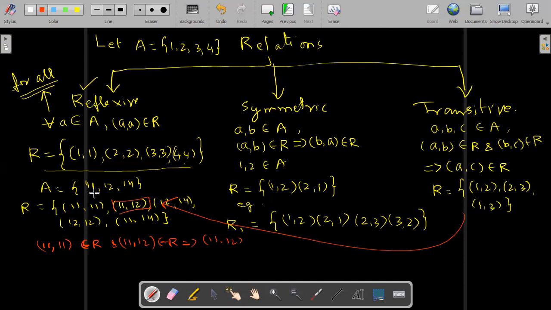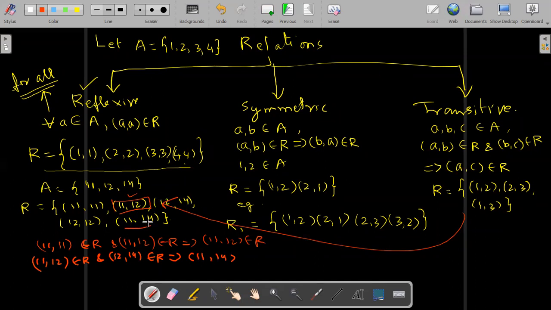Okay. First combination done. Then we take 11 12 and 12 14. Now we take the second set: 11 12 belongs to R, and 12 14 belongs to R. So this implies that 11 14 also belongs to R. So 11 14 is there. Yes, correct. So like this, we will check all the possibilities.